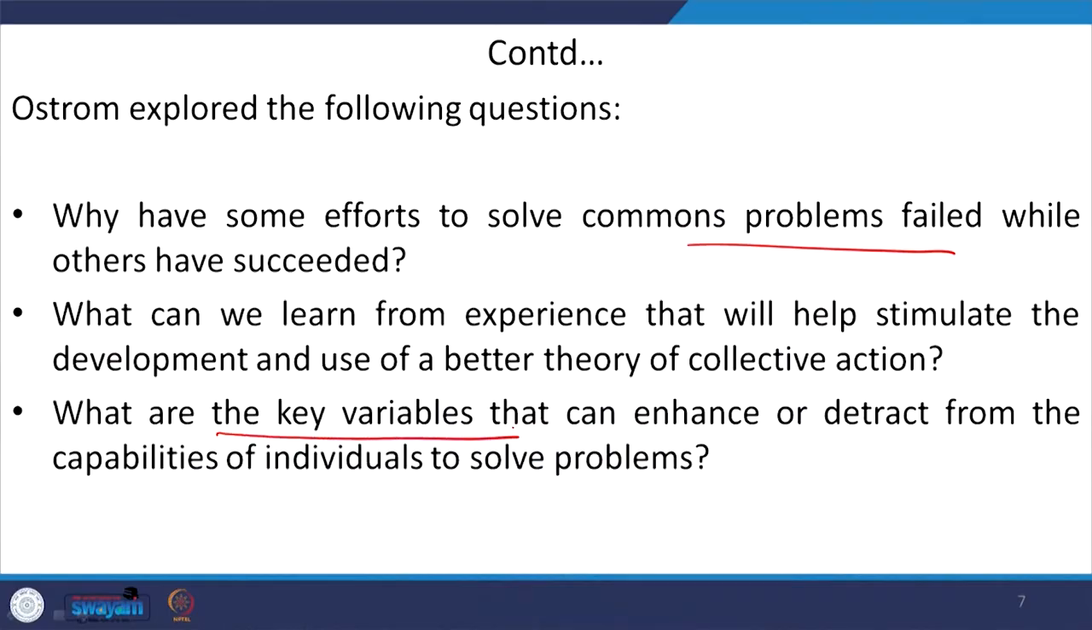And the third question she also inquired about is: what are the key variables that can enhance or detract from the capabilities of individuals to solve the problems? So again she wanted to find out, in the social sciences, basically this kind of commons governance is a part of either the subfield of political science or economics or natural resource management. So in these cases of social sciences, it is very difficult to find out the key variables in decision making in terms of governance of the commons, but she tried to find out the key variables that can enhance or detract from the capability of individuals to solve this problem of the commons.